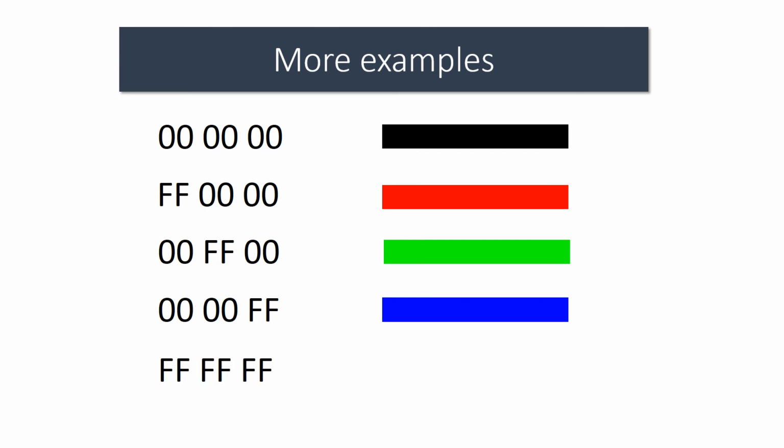Let's say you had all Fs. That would be the maximum amount of red, the maximum amount of green, and the maximum amount of blue. Well, guess what? That's white. So you can go from black to white with all zeros and all Fs, and then anything in between.